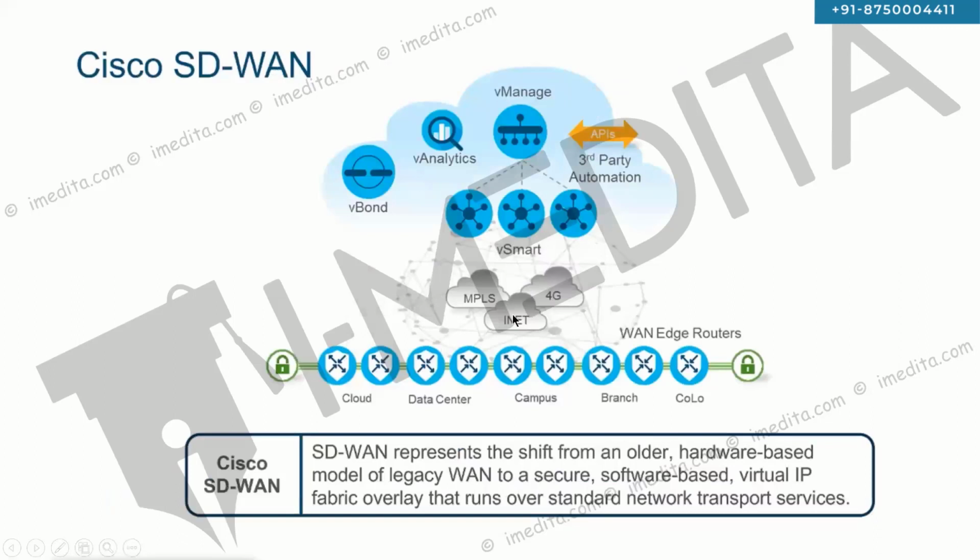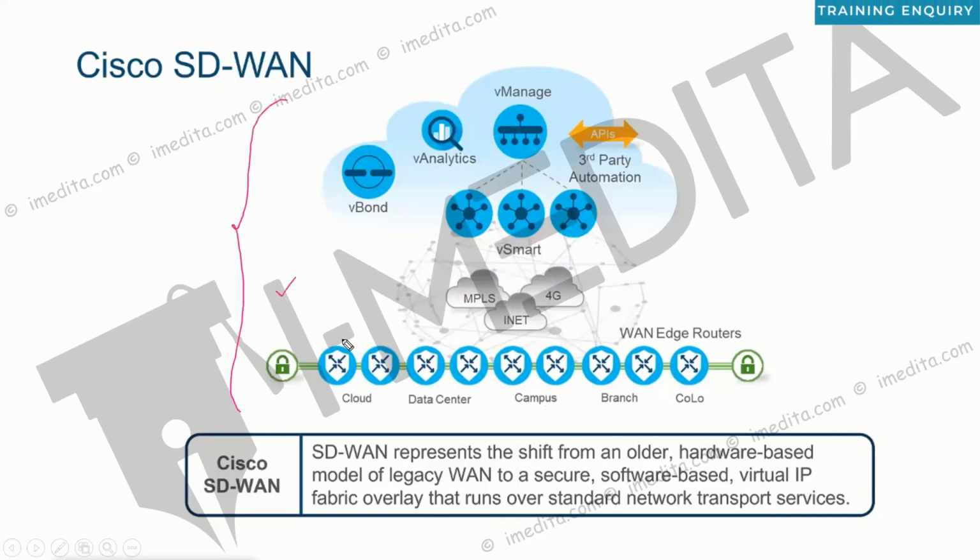So Cisco SD-WAN represents the shift from an older hardware-based model of the legacy WAN to a secure software-based virtual IP fabric overlay that runs over standard network transport services. Means we can have our different types of devices. We can have our controller. We can connect them with the help of traditional transport such as MPLS, 4G LTE, internet. They will form some sort of connections to each other.